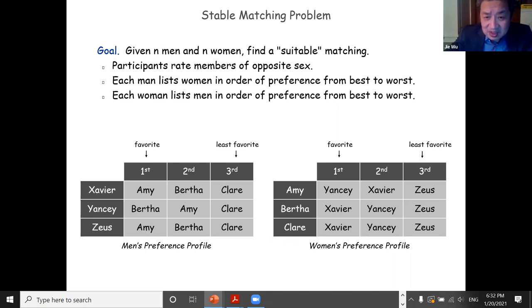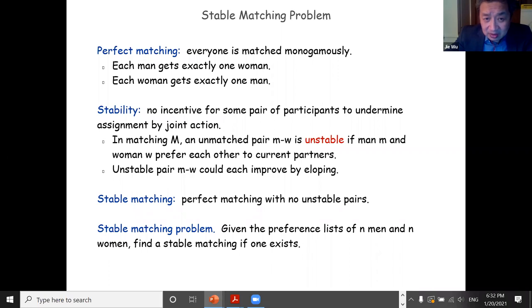Can there exist a perfect matching such that there is no unstable pair? I mean, their marriage just stays there, although it may not be the happiest, but it's stable.